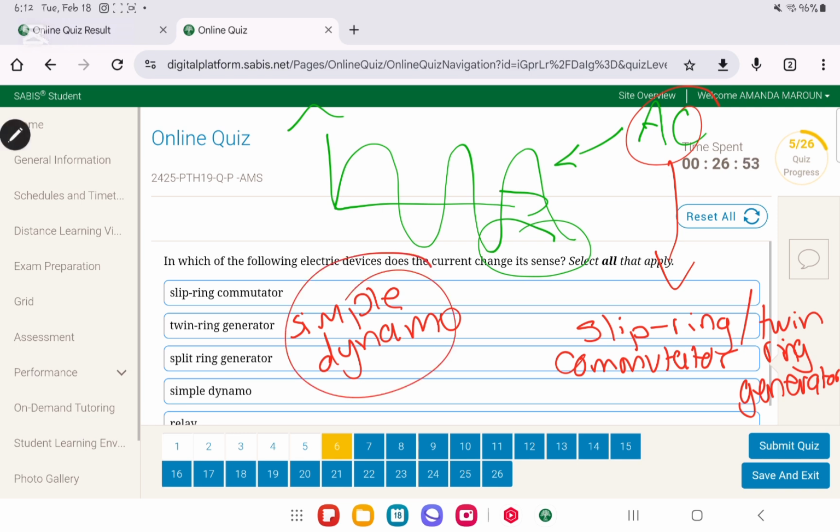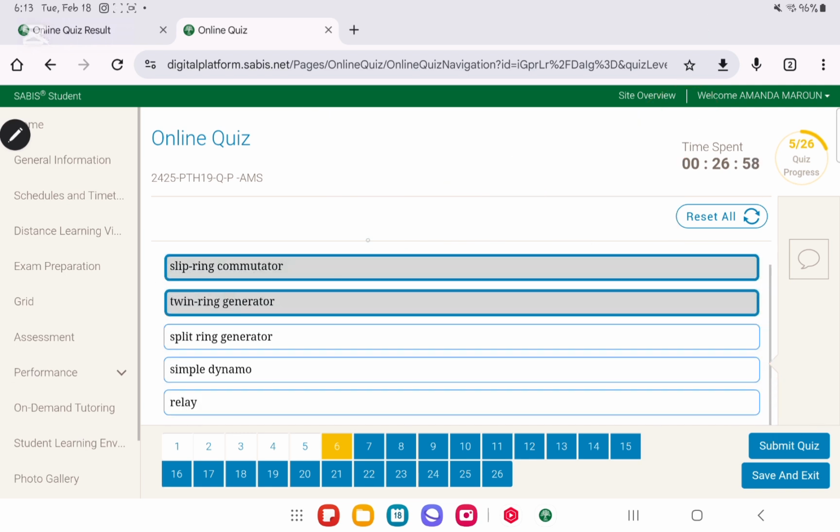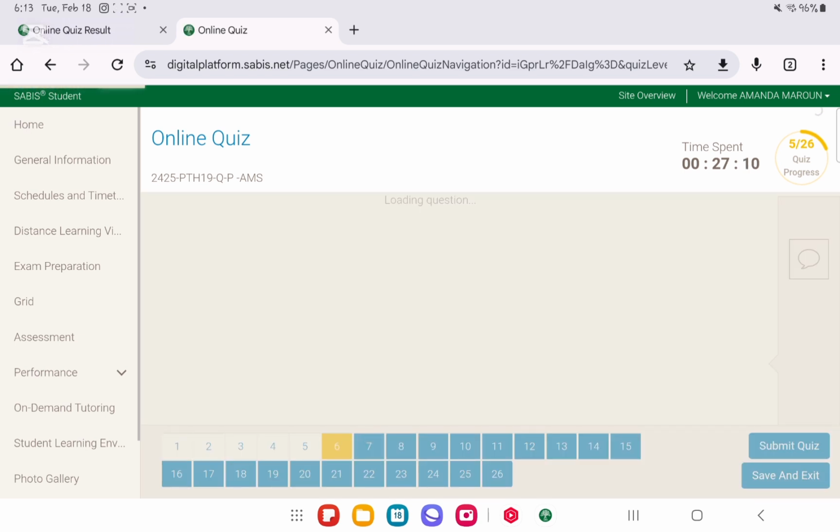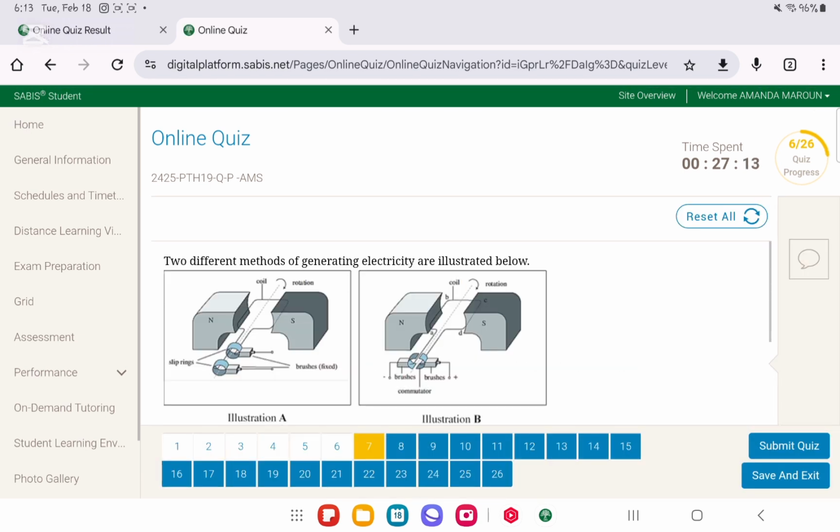So again, we have a simple dynamo, slip ring commutator, and twin ring commutator. That means that what does not change its sense has to be a direct current, and for the direct current, you are going to put a split ring generator. We move on to the next question.